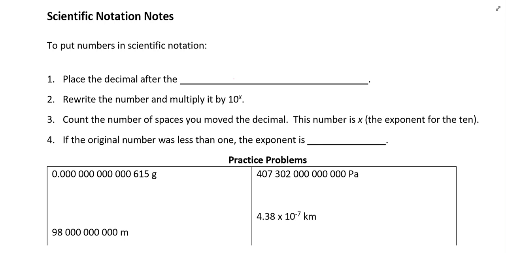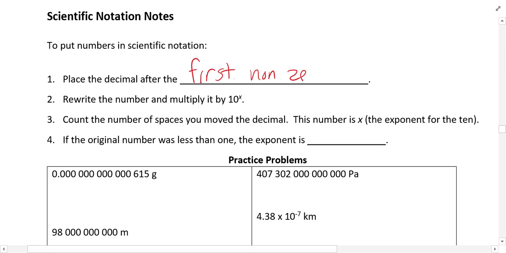Scientific notation is something that you've probably already talked about in your other science classes, but just to go over it, just to make sure we're all approaching it the same way. In order to put numbers into scientific notation, we're going to place the decimal after the first non-zero number, which is any number that is not a zero.